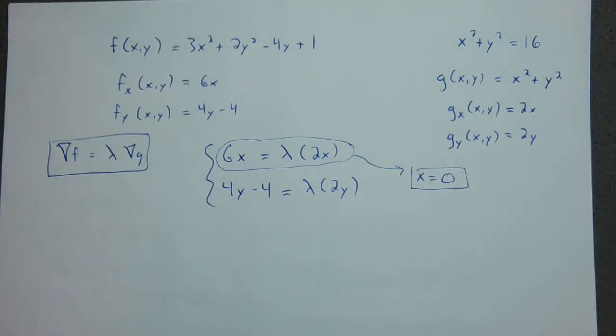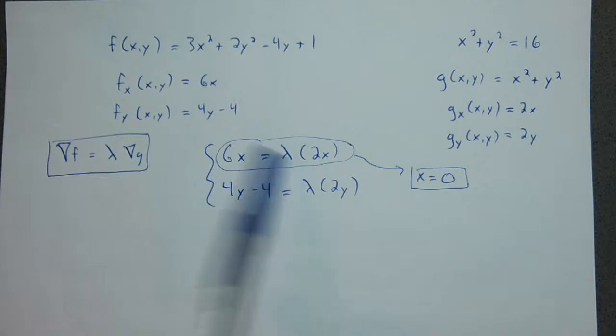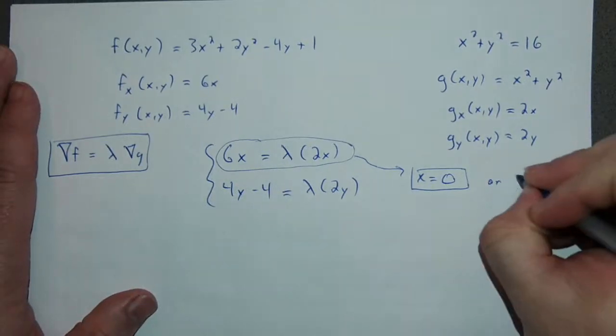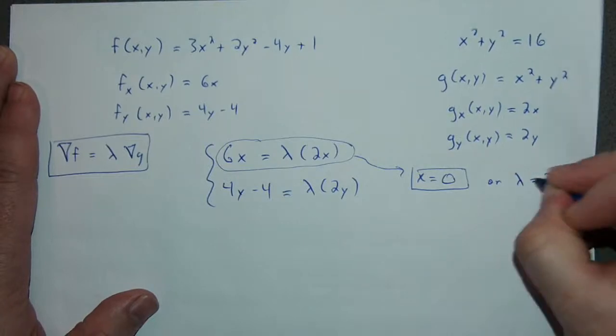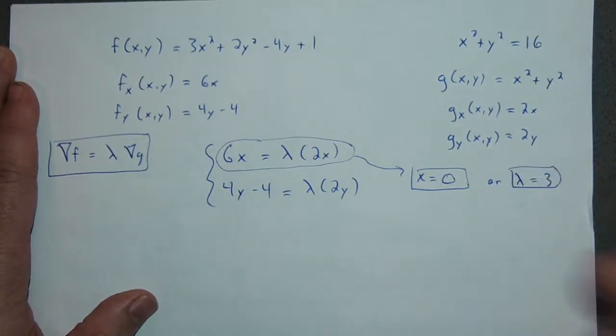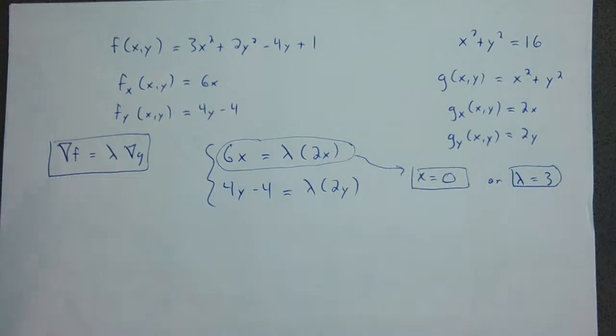But if x is not equal to 0, what's another solution? If x is not equal to 0, you could divide by it, if you like. So you cancel out the x on both sides, and you get 6 is equal to lambda times 2. So lambda would have to be 3. Alternatively, you could just say, if lambda is equal to 3, then you get 6x is equal to 6x, and that's always true. So if lambda is equal to 3, that's true, even if x is 0. All right, so these are my two options.